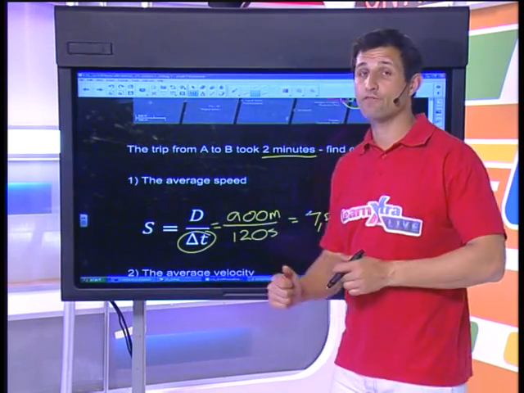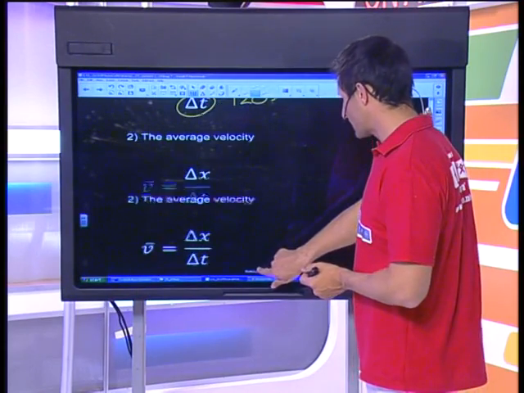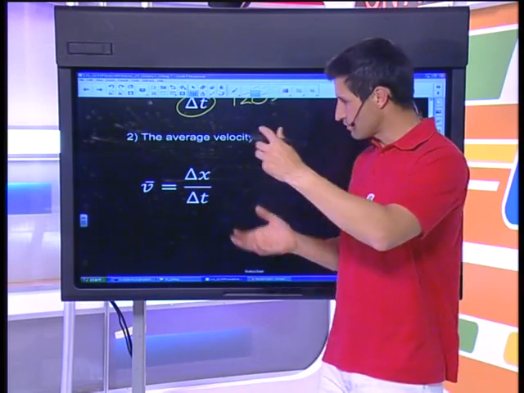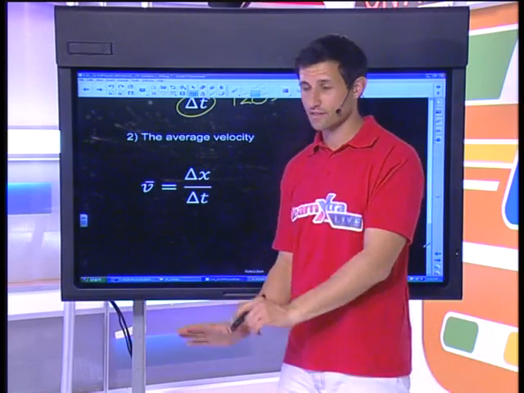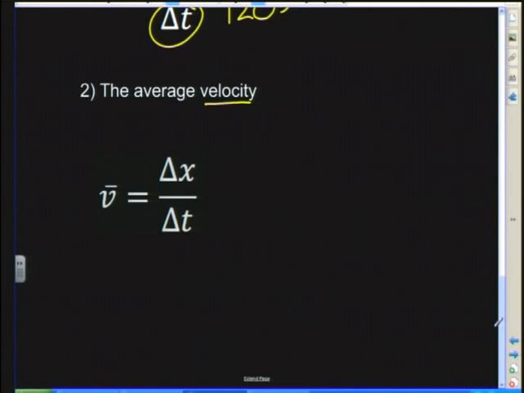But what about the average velocity? So let's deal with the velocity over here. Now, you might notice some really strange things going on in here in terms of all these weird Greek symbols and all these new letters. Guys, just relax. Okay, the velocity is represented using v.